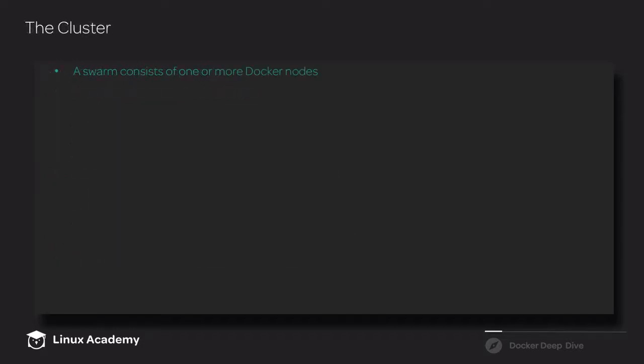When creating a Swarm, it's going to consist of one or more nodes, and that first node is always going to be a manager. And Swarm can be run on anything from physical servers to virtual machines, cloud instances, and it can even run on Raspberry Pi.